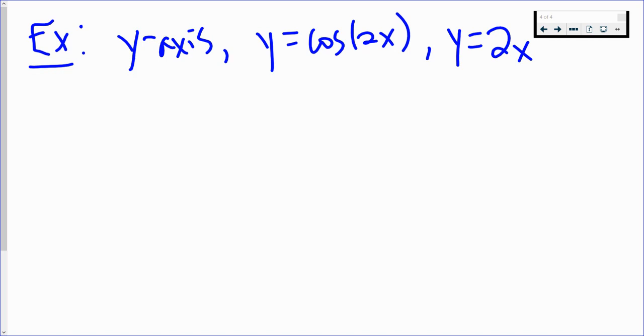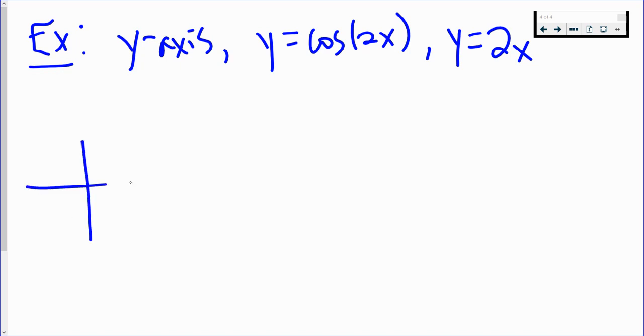Okay, so you're going to be looking at your calculator to find maybe your graph. You want to see what this looks like, so you might plot your cosine of 2x, see what that graph looks like, plot your 2x. I mean, you should know what that looks like, but you might not know where they intersect each other.